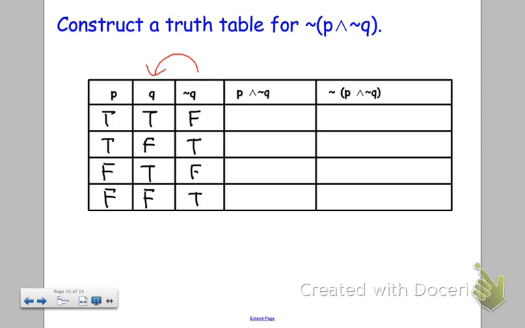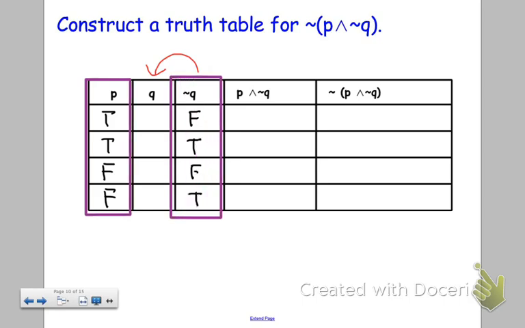Okay. Now, look inside those parentheses, that quantity P and not Q. Okay. I need to reference my P column, and I need to reference my not Q column. So temporarily, I can ignore that Q column. What I care about is this P column and this not Q column. Now remember that when I'm looking for and, I need true and true is true. So as I go down my rows, I'm looking for true and true is true.